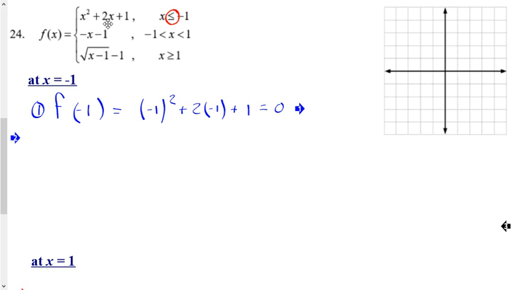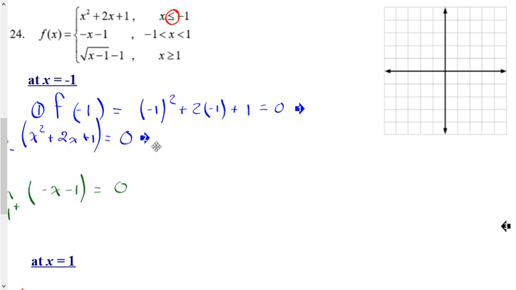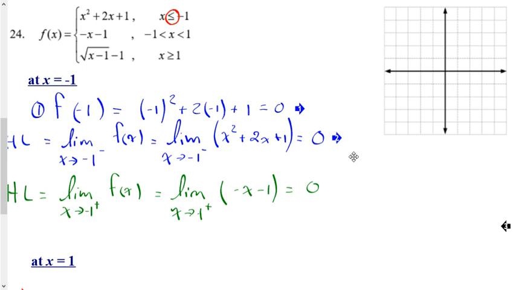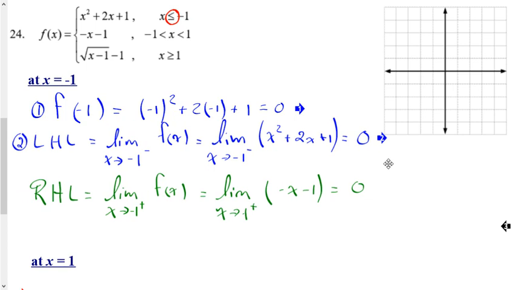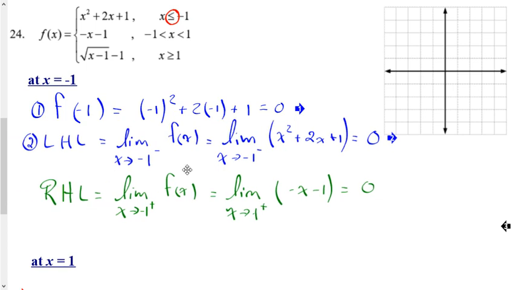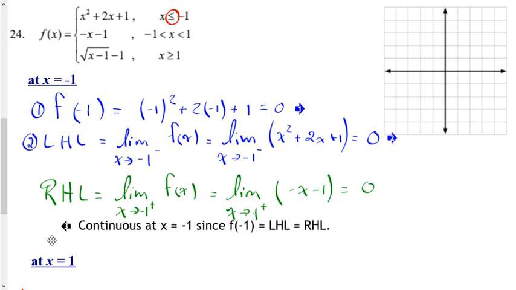Then I look at the limit. So I want the left-hand limit and the right-hand limit as x approaches negative 1, and I see both of those are approaching 0 as well, which means value of the function is 0, value of the limit is 0, so our function is continuous because the value of the function is equal to the left-hand limit, which is equal to the right-hand limit.